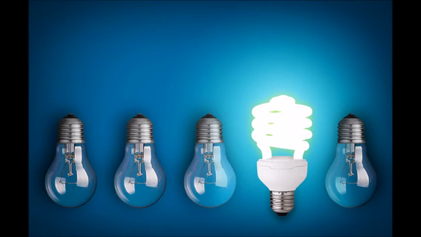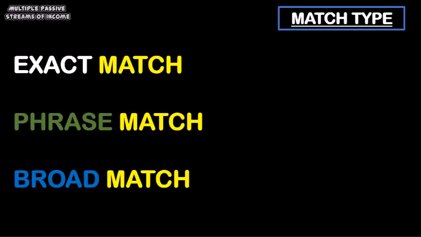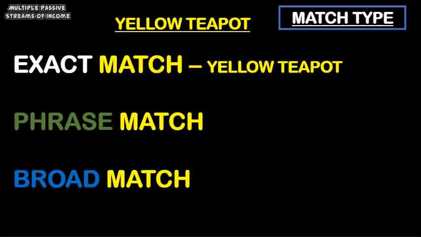So now let's go over two basic fundamentals about Amazon PPC before we build our PPC campaigns. We first have to talk about match types. There's exact match, phrase match, and broad match. Let's say the keyword for my product is yellow teapot. A customer has to type yellow teapot exactly to possibly see my listing.